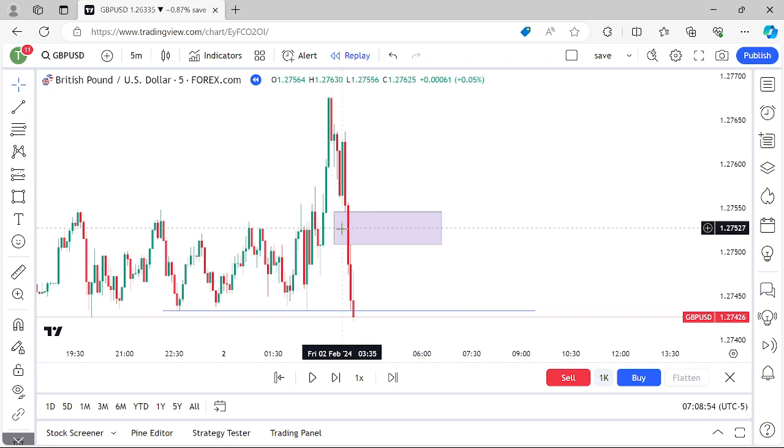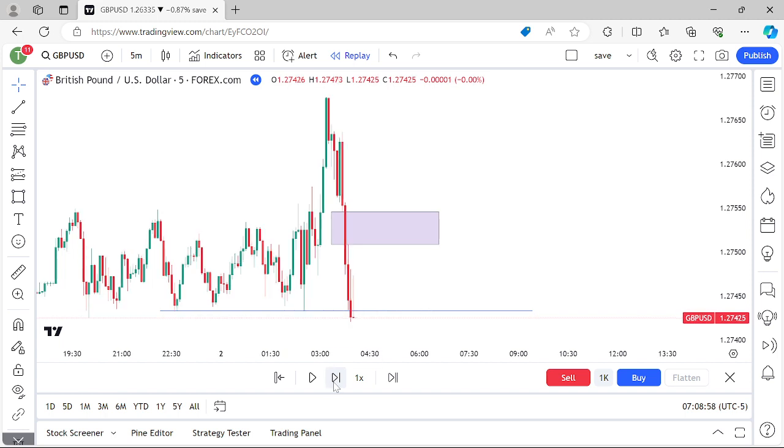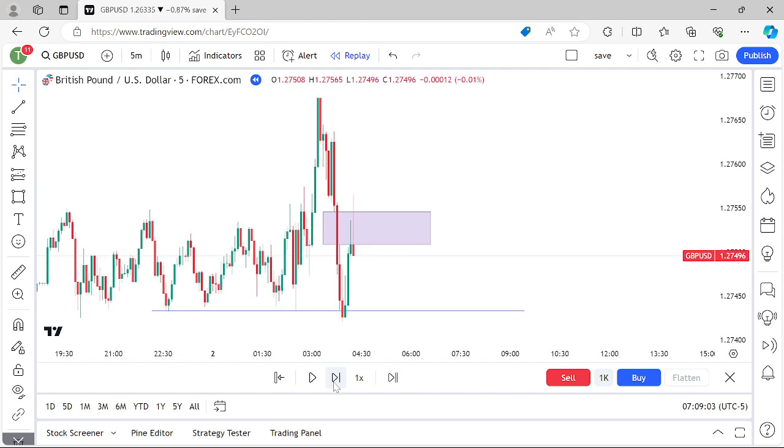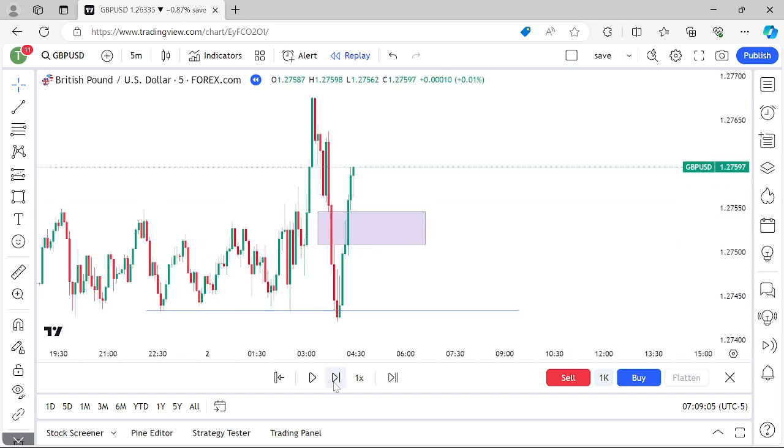And now we have this big imbalance right here. And look what happens next after we take this liquidity. It takes that liquidity, it ramps up, it comes up to the imbalance, and boom, it breaks above that imbalance. Look right here. Remember, this is our bearish imbalance. Look how it closed above it. That's not a good sign.